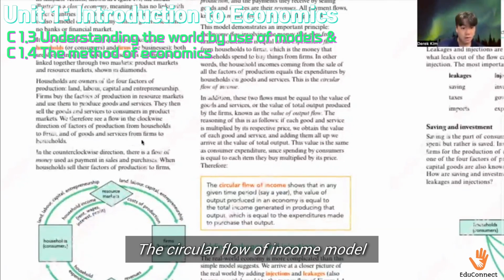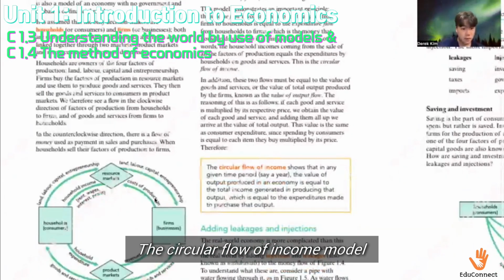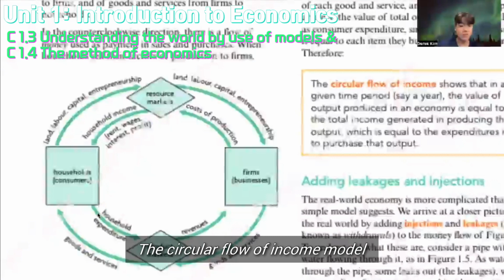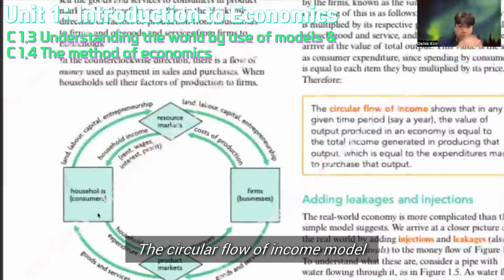In the counterclockwise direction, there is a flow of money used as payment in sales and purchases when households sell their factors of production to firms. So this is a very, very interesting diagram. This is called the circular flow of income model. So we really need to be able to analyze this carefully. So here at the top, we see resource markets. To the right, we see firms and businesses. Beneath, we see product markets, and there is households.